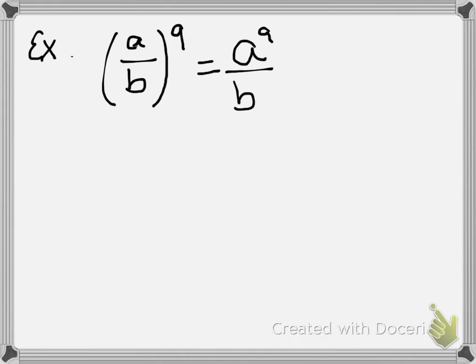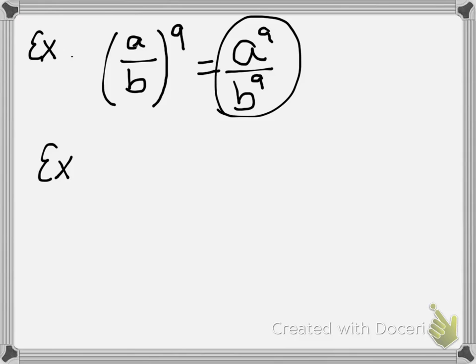The next example is A over B to the 9th. That is the same as A to the 9th over B to the 9th. And really I can't solve any farther because I don't know what A and B is, so I'm done.